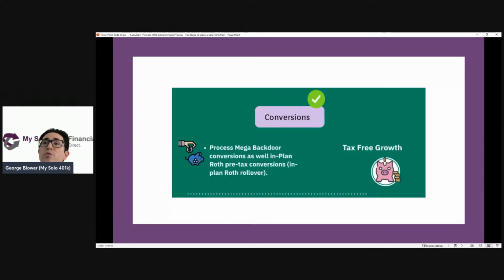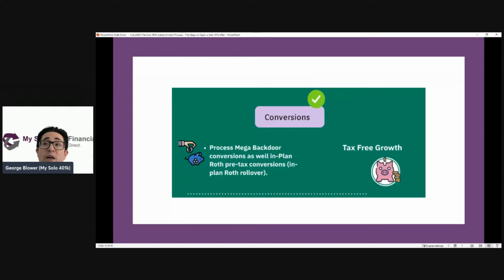Conversions. So there's different types of conversions. One would be an in-plan Roth rollover. So this is where someone has money that's in their solo 401k that's in a pre-tax status, and they want to convert it to a Roth status, right? So that'll be taxable for the year of the conversion, right? Because it's going from a pre-tax status to a post-tax status. It's also going to be reportable, right? So it has to be reported on a 1099-R.